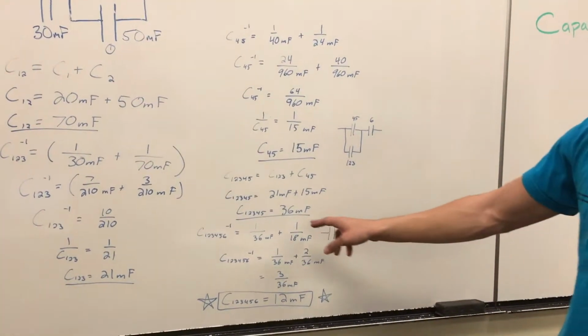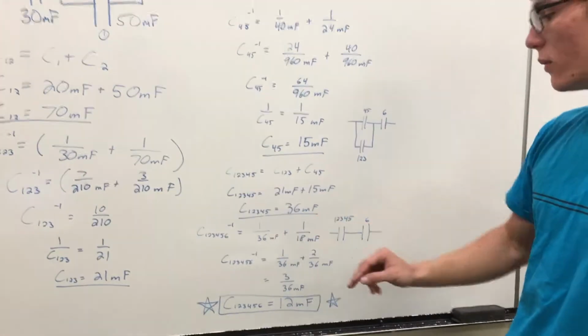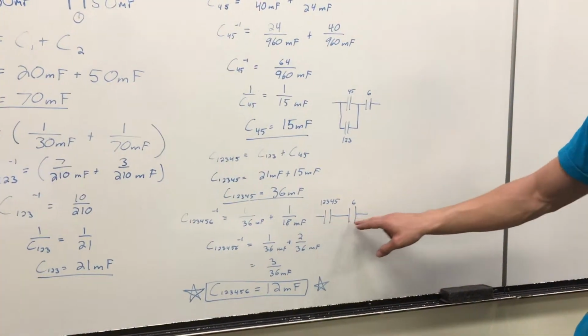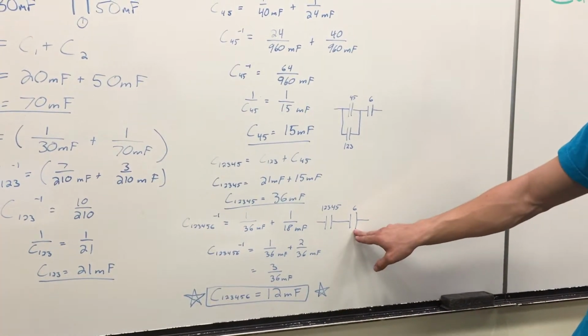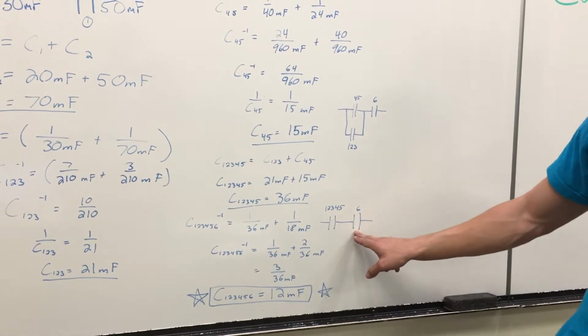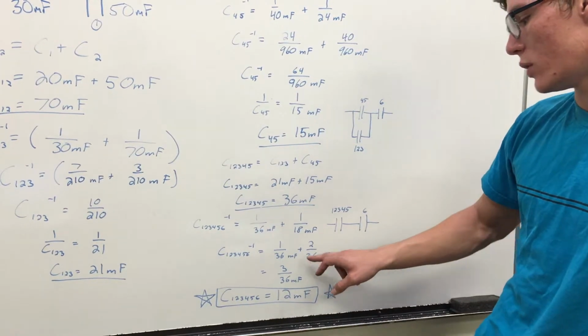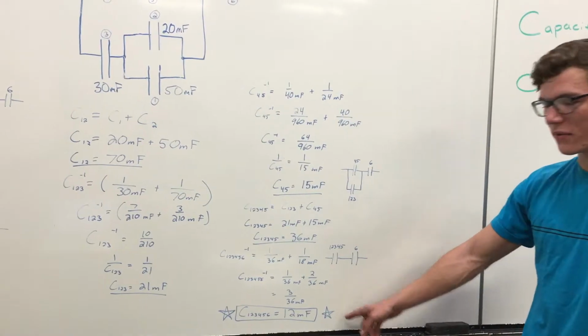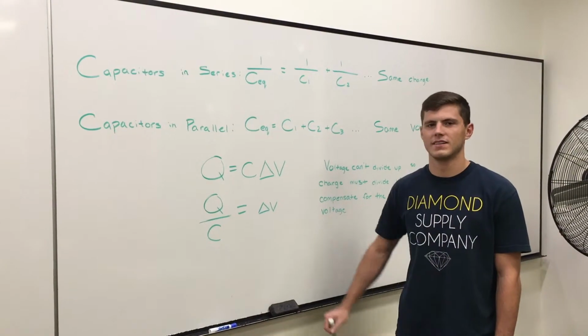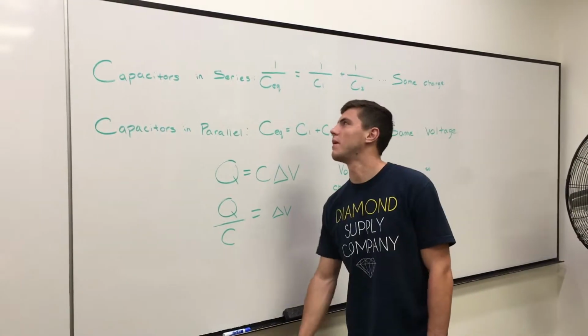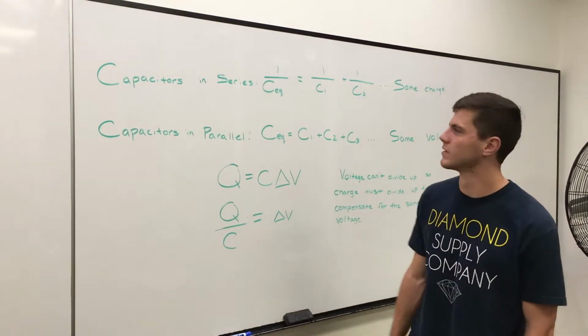Once you get the capacitor 1, 2, 3, 4, 5, you see that it's in series with capacitor 6, and you use the inverse rule one more time, and when you do the math for that, you get 12 microfarads. So part B of our question asks about capacitors when they have the same voltage.